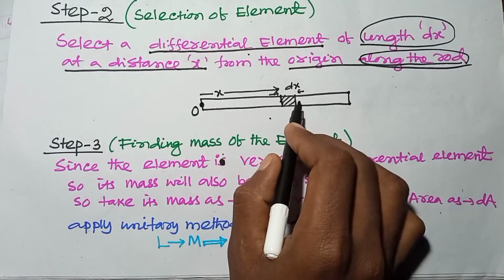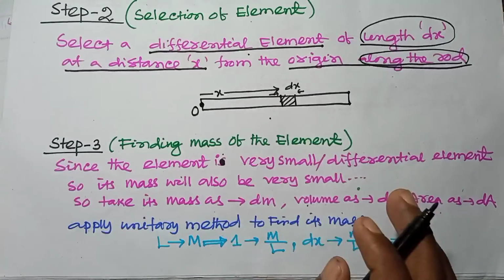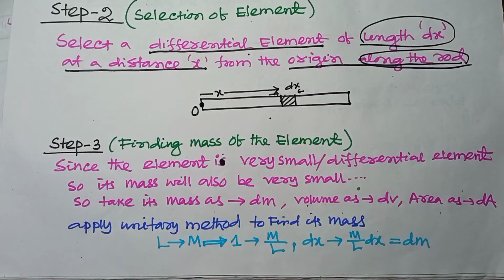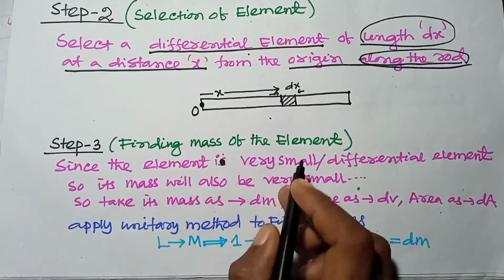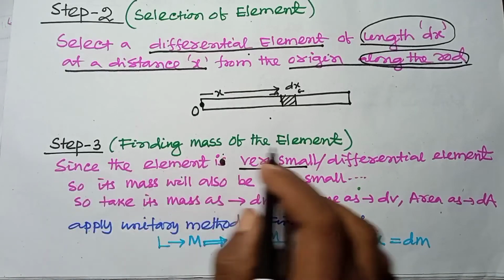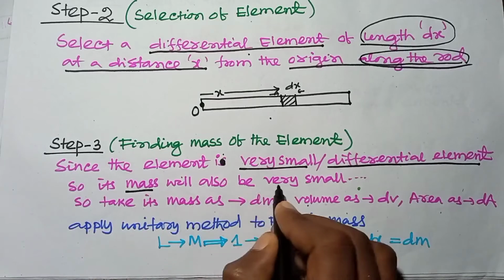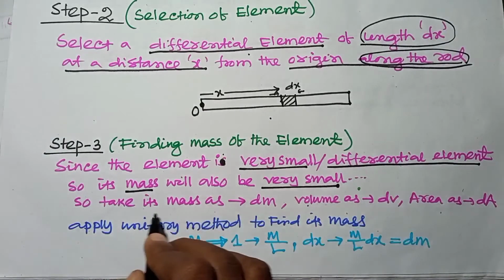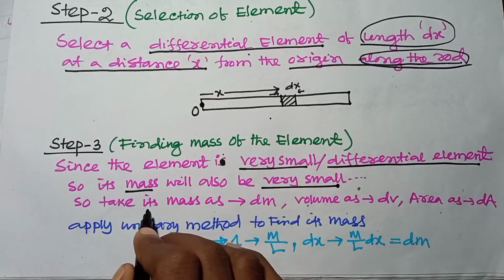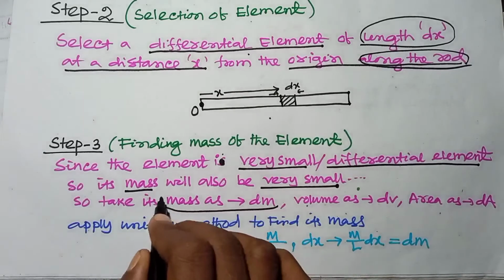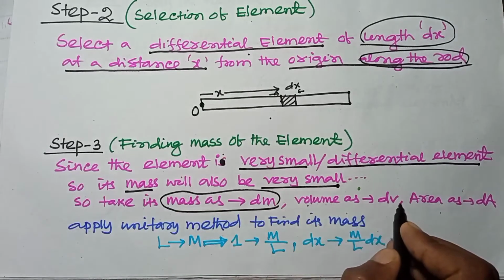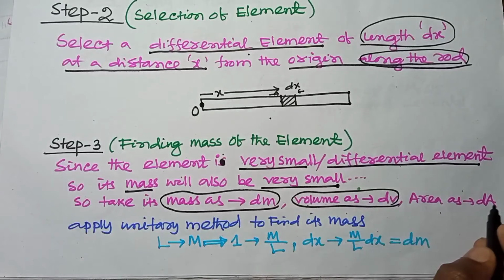Okay, we have to find out the mass of this differential element. Now since the element is very small, or it is a differential element, its mass also will be very small. So take its mass as dm, its volume as dv, and area as da.